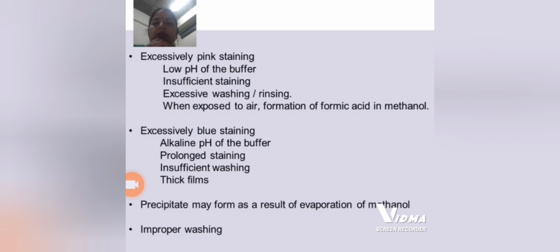Excessive pink staining is caused by low pH of the buffer, insufficient staining, excessive washing, rinsing, exposure to air, and formation of formic acid in the methanol. Excessively blue staining is caused by alkaline pH of the buffer, prolonged staining, insufficient washing, and a thick film. Precipitates may form as a result of evaporation of the methanol and improper washing.